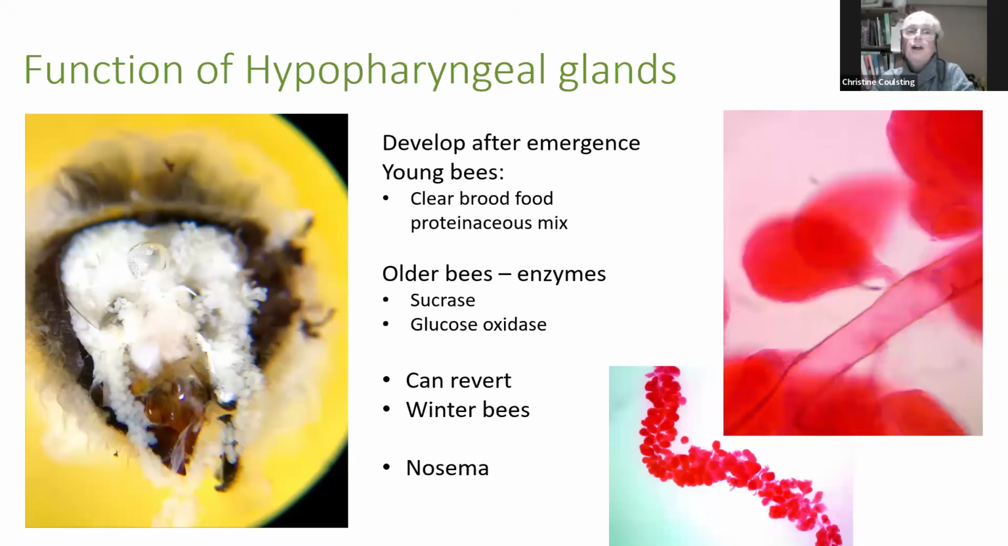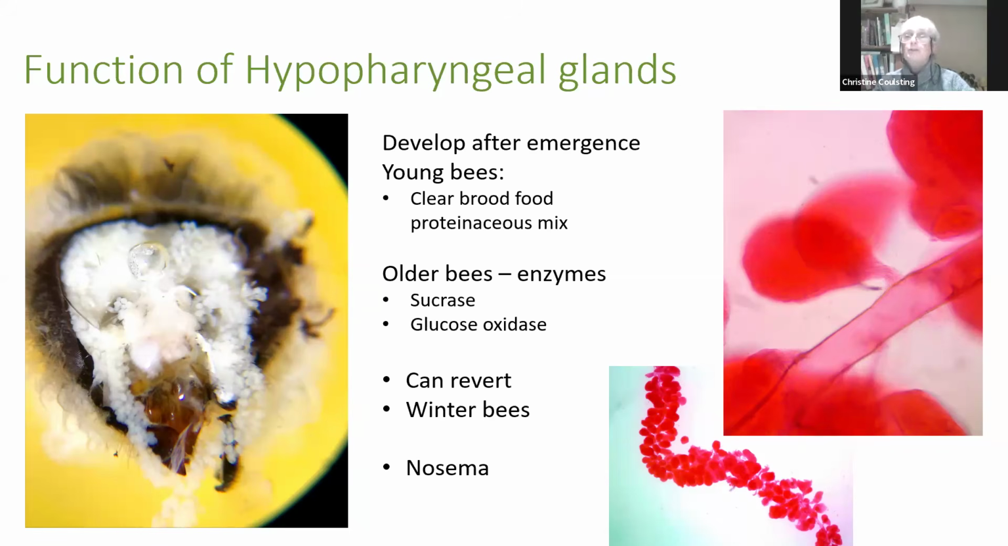So going on to the hypopharyngeal glands, these are the hypopharyngeal glands. You can see to either side of the head on the left, those are the big compound eyes. At the top, you can just see one ocelli, and then these big hypopharyngeal glands, which I've teased out. On the right-hand side, you can see a picture where I've stained the hypopharyngeal gland, and you can see the individual acini.